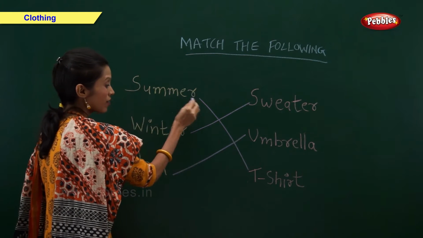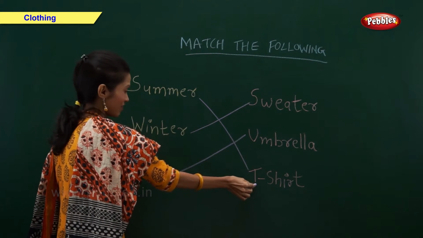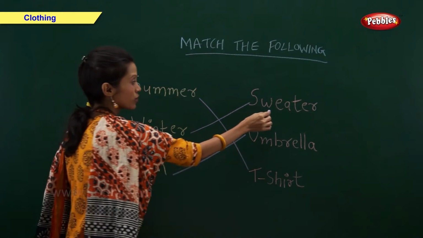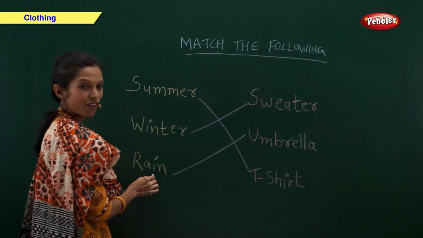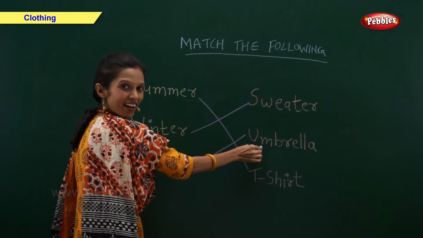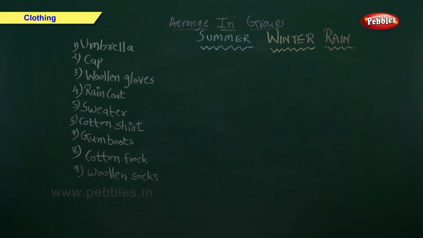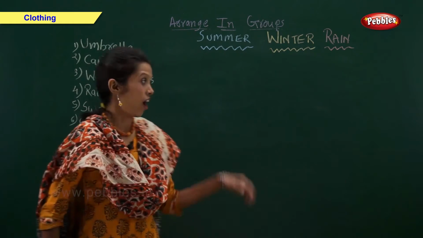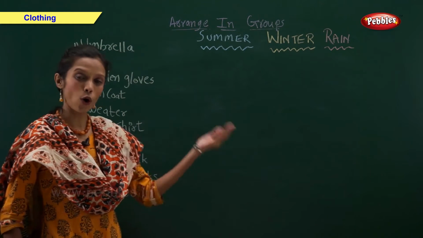So, in summer, we use t-shirt. In winter, we use sweater. And in rainy season, we use umbrella. Arrange the things we use according to the season. Arrange the following items according to the season.